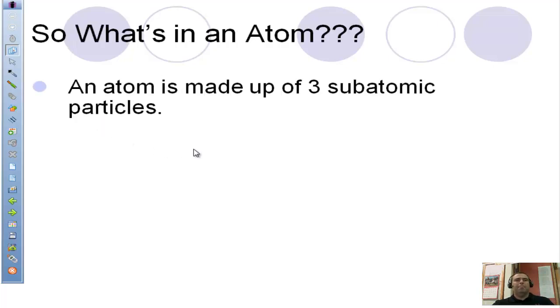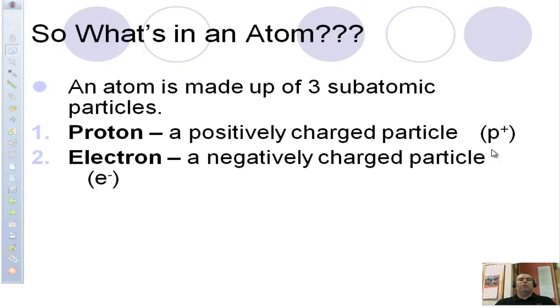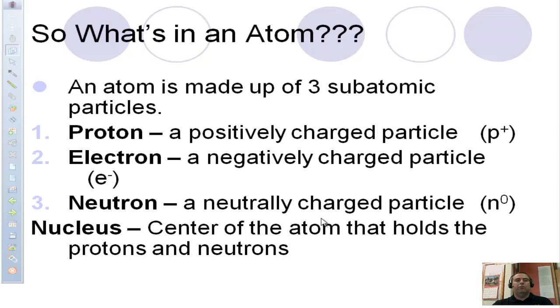So what's in an atom? An atom is going to be made up of 3 subatomic particles. The first one is going to be a proton. A proton is any positively charged particle, and it's represented by P positive. Electrons are negatively charged particles, represented by E negative. And a neutron is a neutrally charged particle, represented by N0.